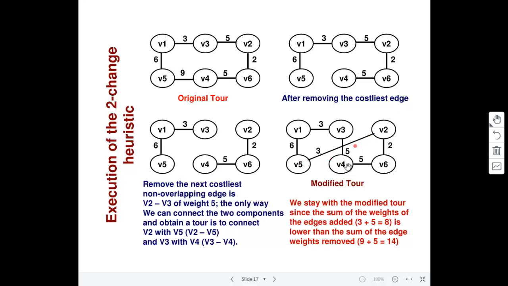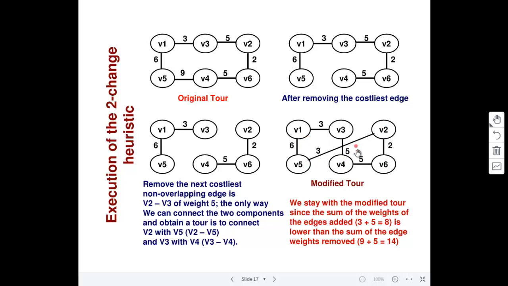So by putting these two edges together now to connect these two components, we have a tour now, because even though it doesn't look like this is a tour, it is a tour. We can go from say v1 to v3 to v4, then v6, v2, v5 and then v1. That's a tour. But have we reduced its weight?